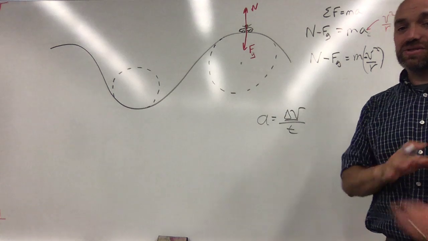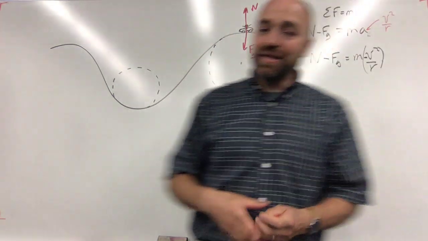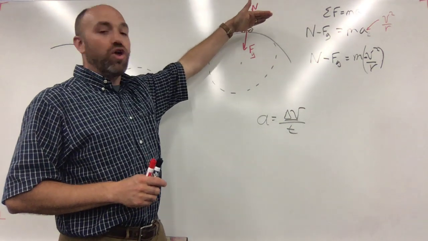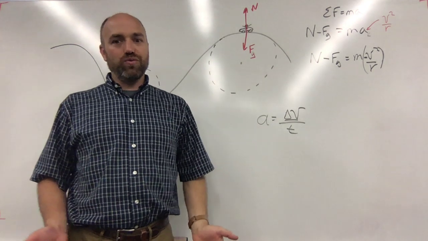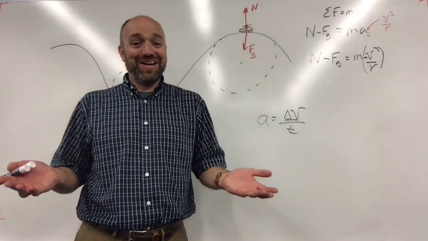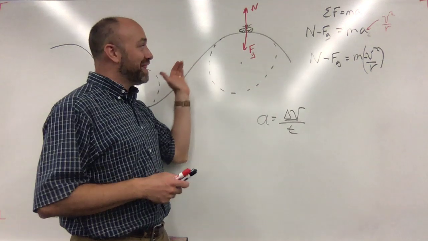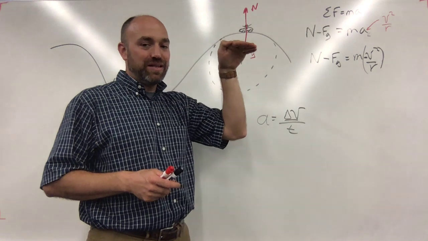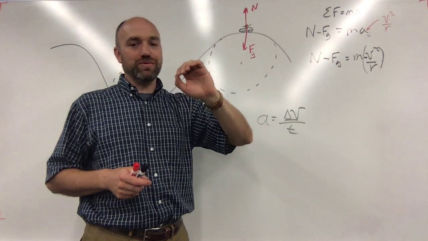Now here's the other, this is the giant kicker to this problem. If you went too fast over this thing, you would launch off, right? You'd be flying through the air. If you're flying through the air, what's the normal force on you? Nothing, because you're not touching anything. You gotta be on the surface for the surface to push back. Well, at that maximum speed, that's the first instant that the normal force is zero.